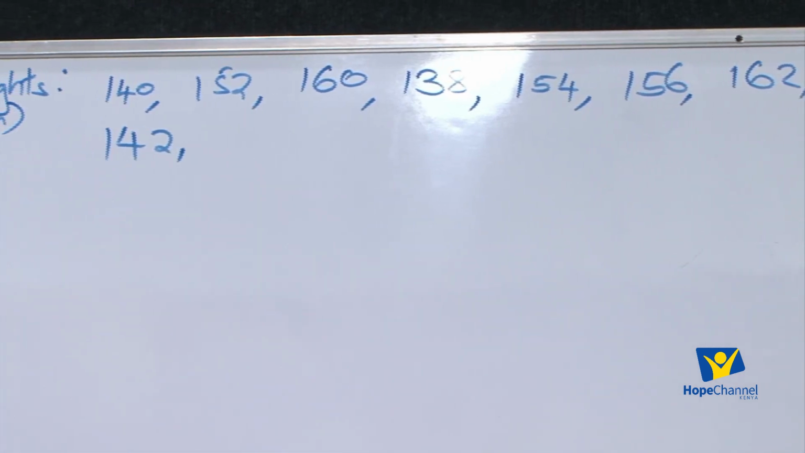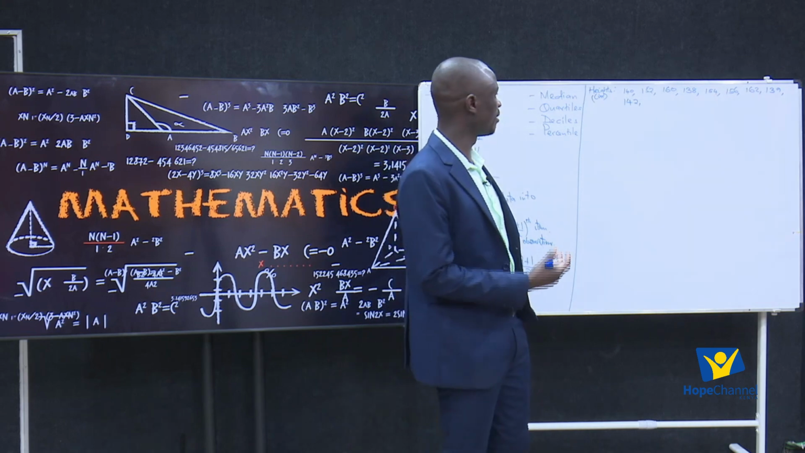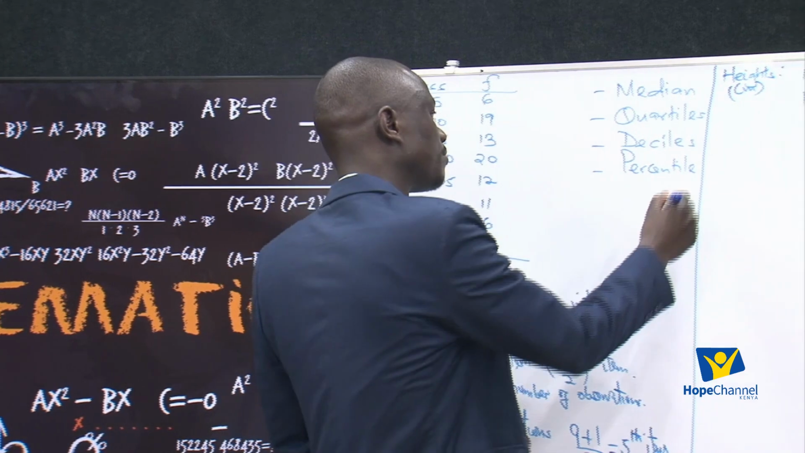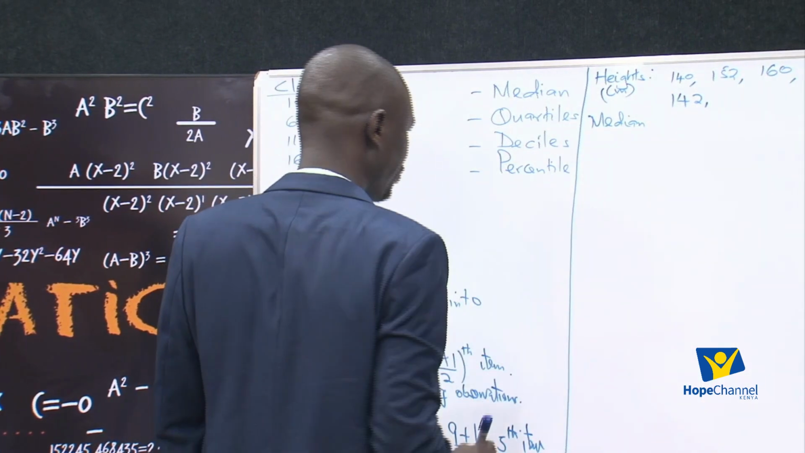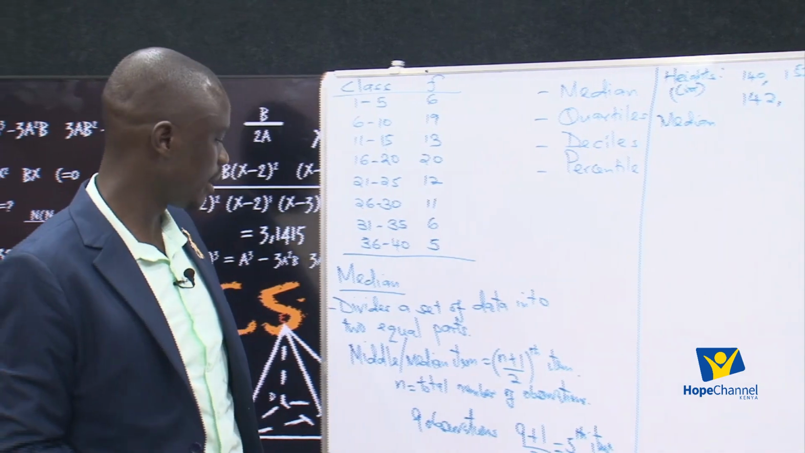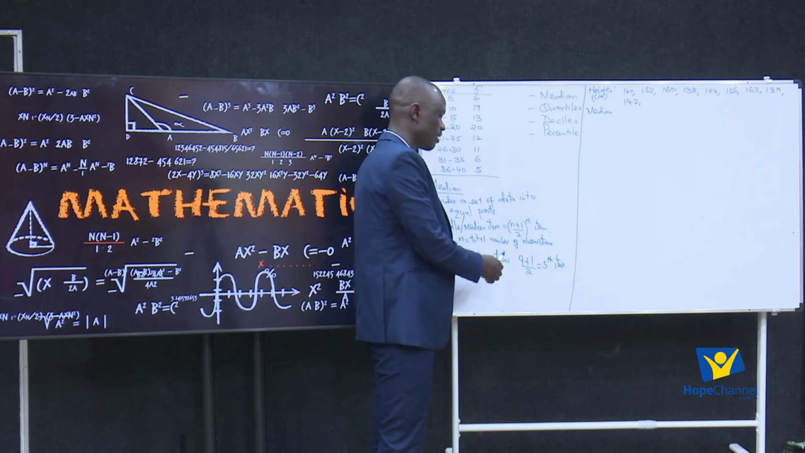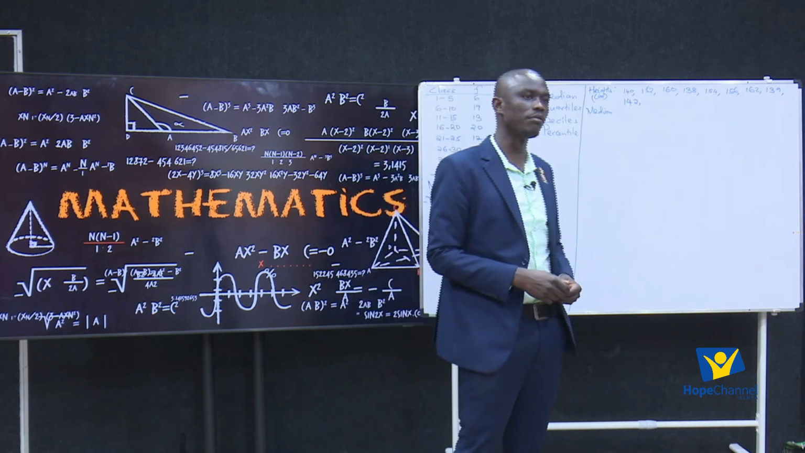So these are the heights of students in a class, and you are asked to find the median. How are we going to find the median? The median is always given by n plus 1 divided by 2, where n is the total number of observations.